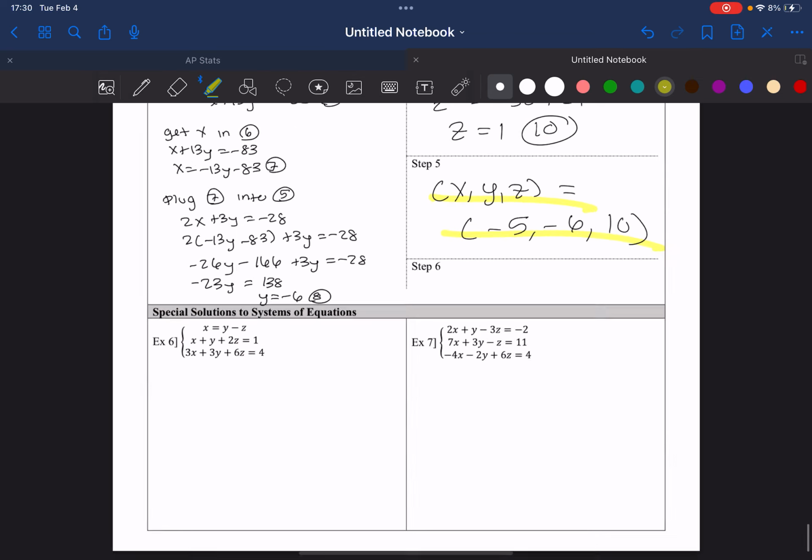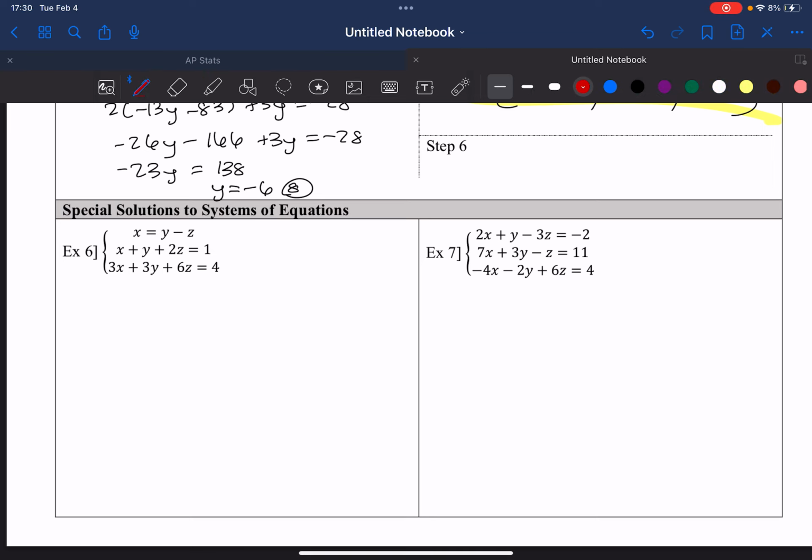Okay. Now these last two, we're going to deal with some special cases here. What that means is we can get two different types of solutions. We can get no solution, or we can get infinite solutions. So we know that it's no solution if we get a false statement. What that means is if we get 3 is equal to 5, that's false, so it's no solution. Infinite solution means we get a true statement. For example, 3 is equal to 3. If we end up with the number equal to itself, it's an infinite solution. So let's go ahead and try number 6.